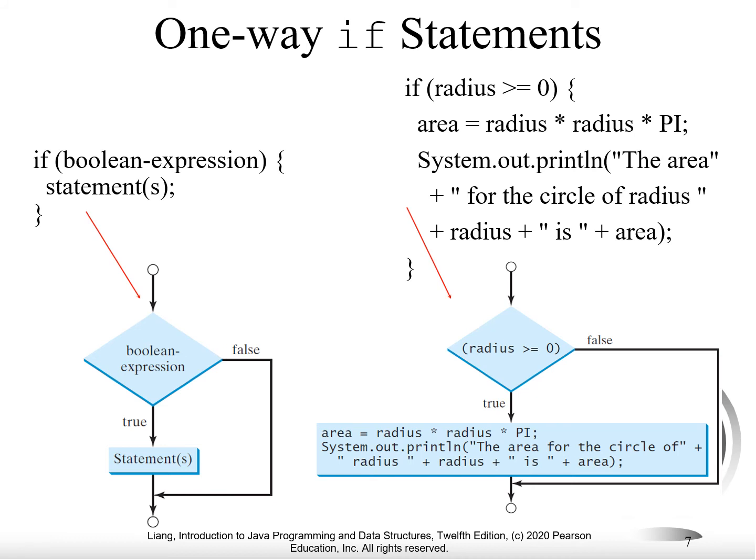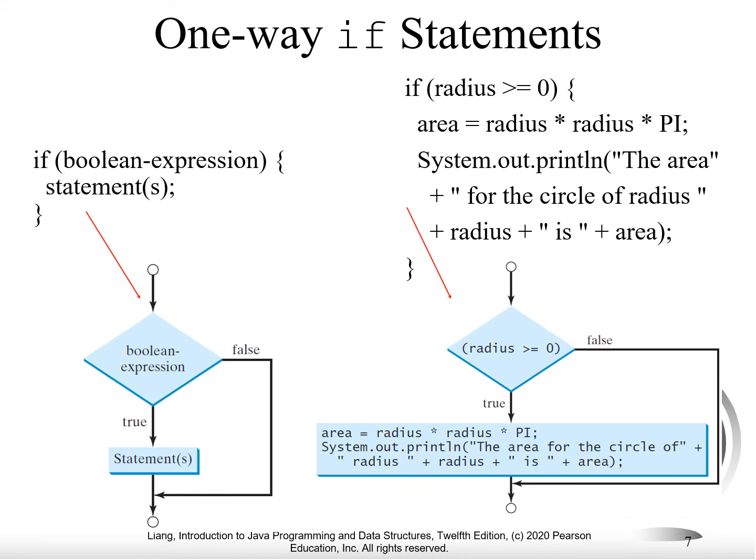Using the if statement, we can now only perform the calculation when the user enters 0 or greater for the radius. We use the Boolean expression, radius greater than or equal to 0, to determine when that calculation is performed. On the right side of the slide, you'll see the corresponding if statement.